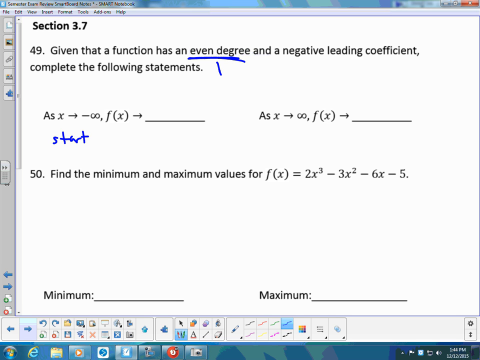All right, that's what we know about even degree. Starts and ends the same way. So if it starts high, it's going to end high. If it starts low, it's going to end low. What do we know if it's got a negative leading coefficient? Well, that guarantees that it's going to end low. So it ends low. All right, so let's fill this part out first.